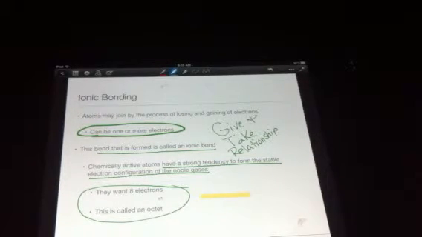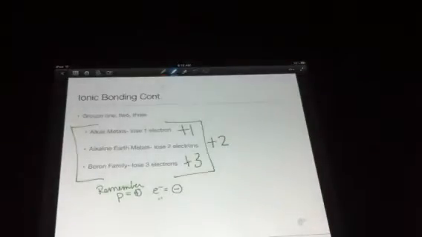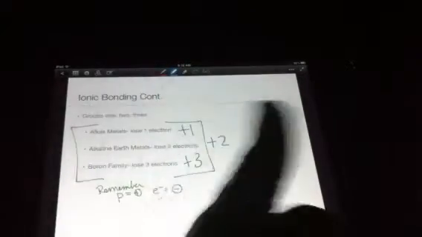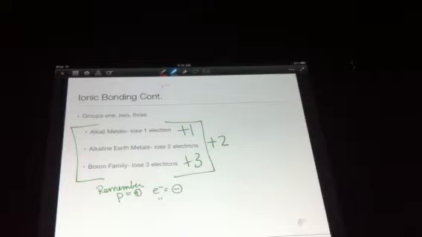These are chemically active atoms. They have a strong tendency to form the stable electron configuration of the noble gases. They have strong bonds, and we'll see that in one of our labs. They want 8 electrons. They want an octet. And we went through this already. Alkali metals lose 1 electron, so they get a +1 charge. Alkaline earth metals lose 2 electrons, +2. Boron family lose 3 electrons, +3.